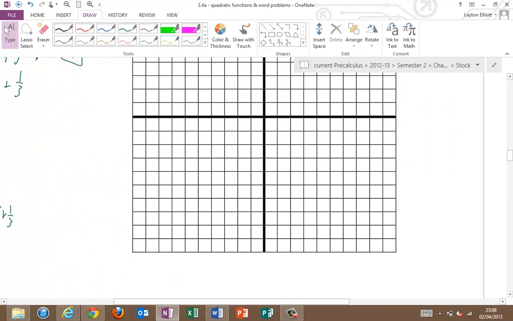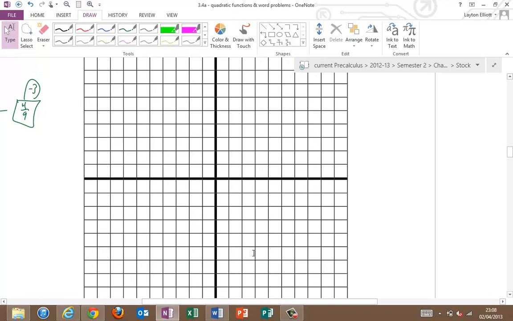Let's graph this stuff, plotting by thirds. So I'm going to go, vertex is 2/3, up 1/3. Then my y-intercept is negative 1, which is going to be down 3 boxes. My x-intercept is here and here. Here's my vertical axis of symmetry, going through x equals 2/3. And then let's plot the other side of the y-intercept, and I'm just going to connect these. Okay?